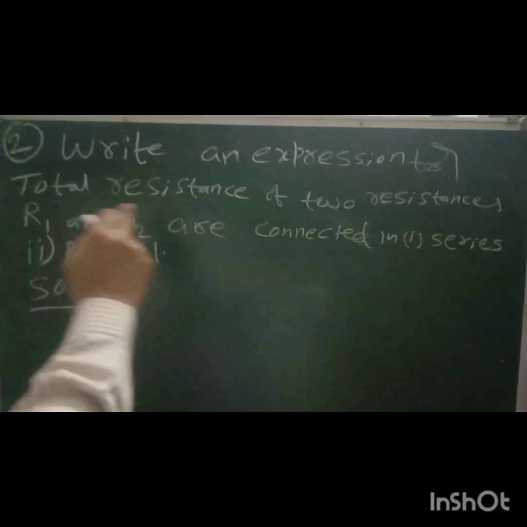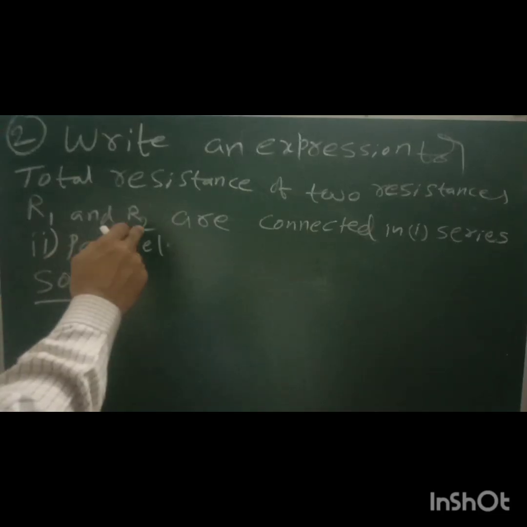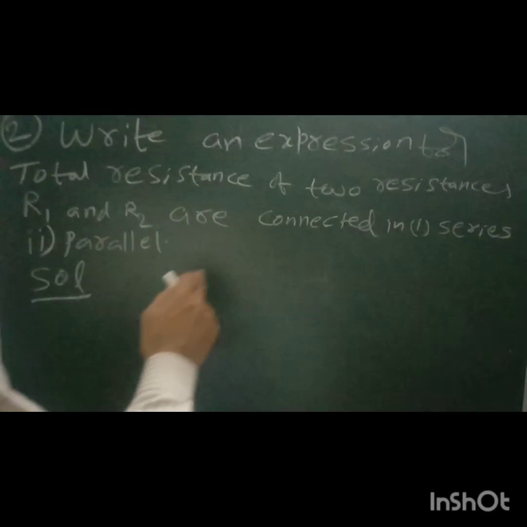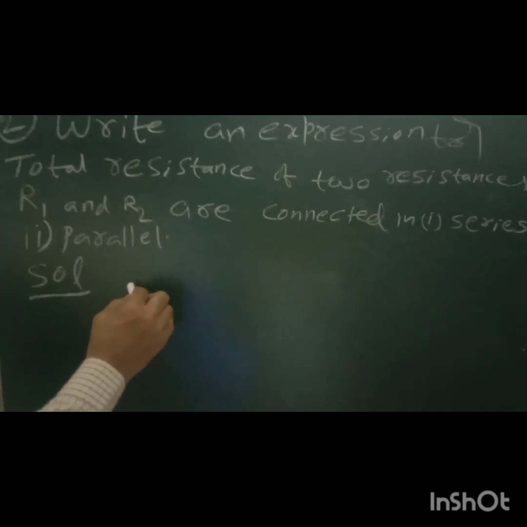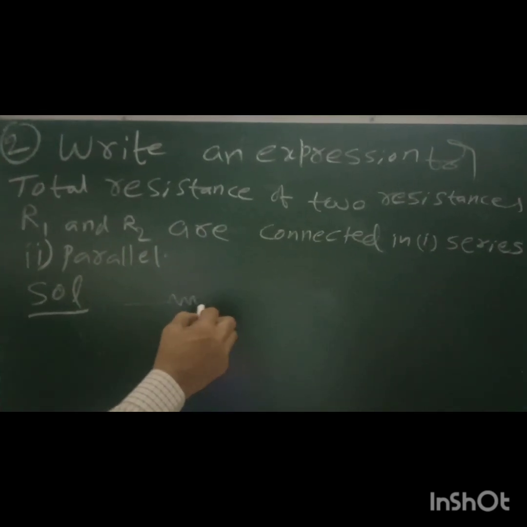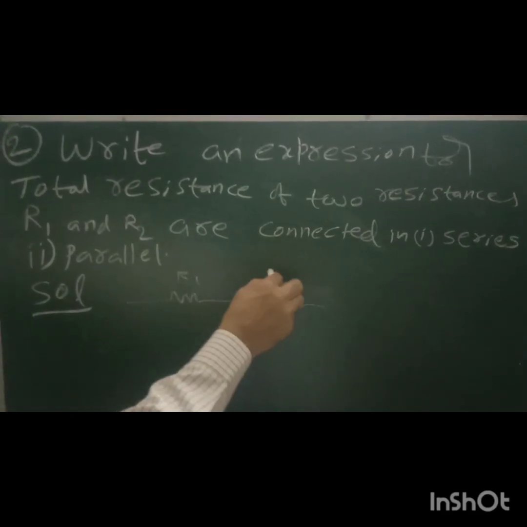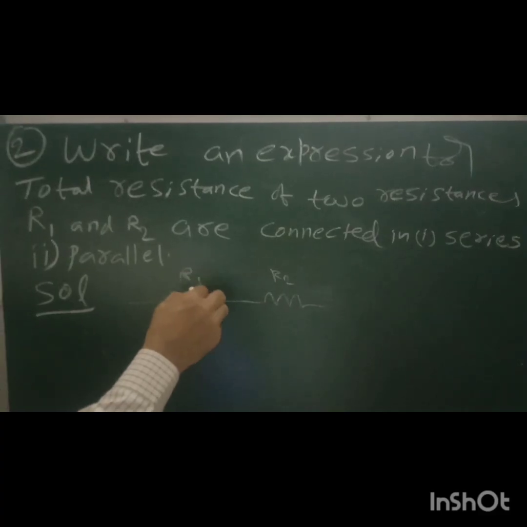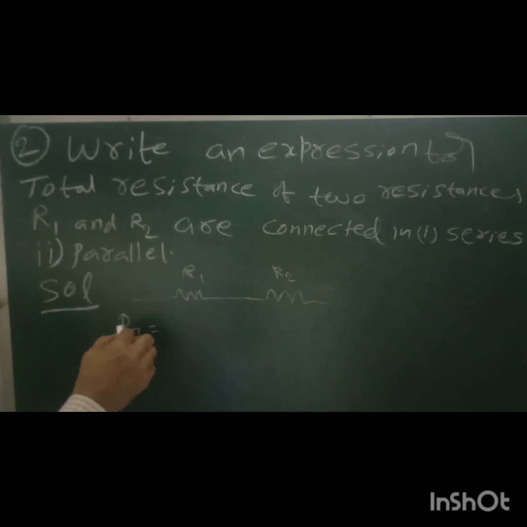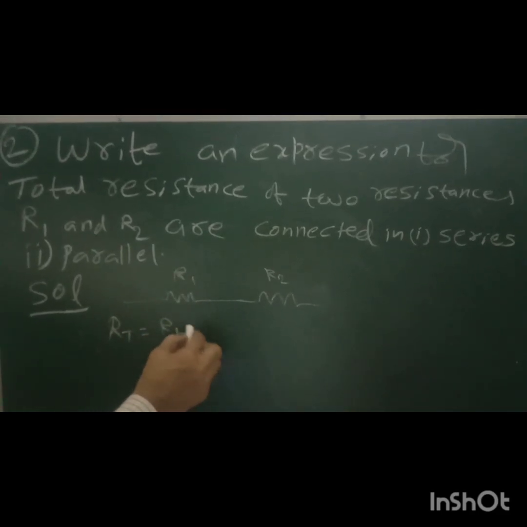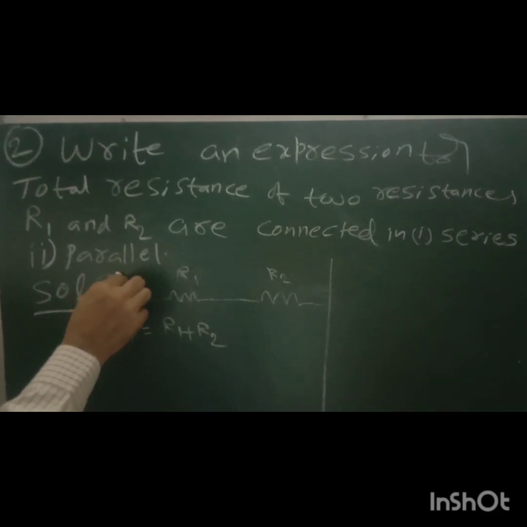An expression for total resistance of two resistances R1 and R2 connected in series and in parallel. So what is series? Two resistances R1 and R2 are connected in series. Equivalent or total resistance is equal to R1 plus R2. This is series.